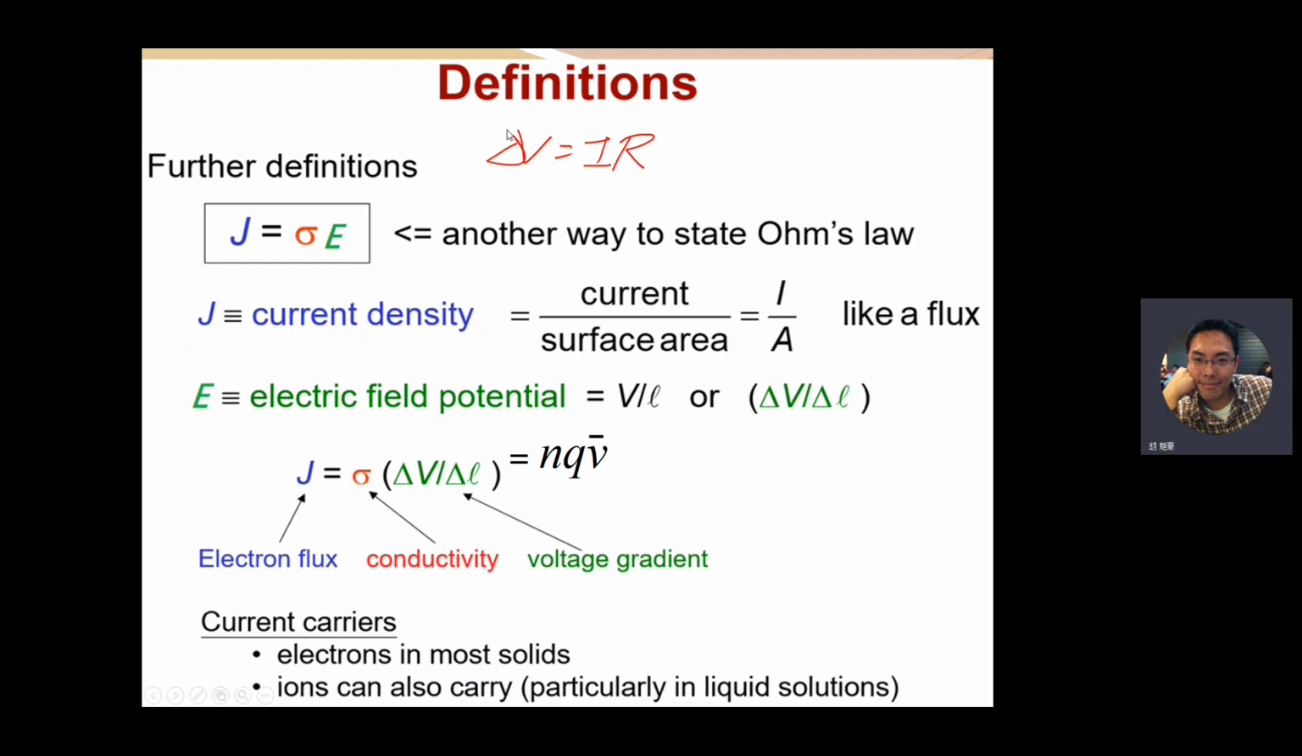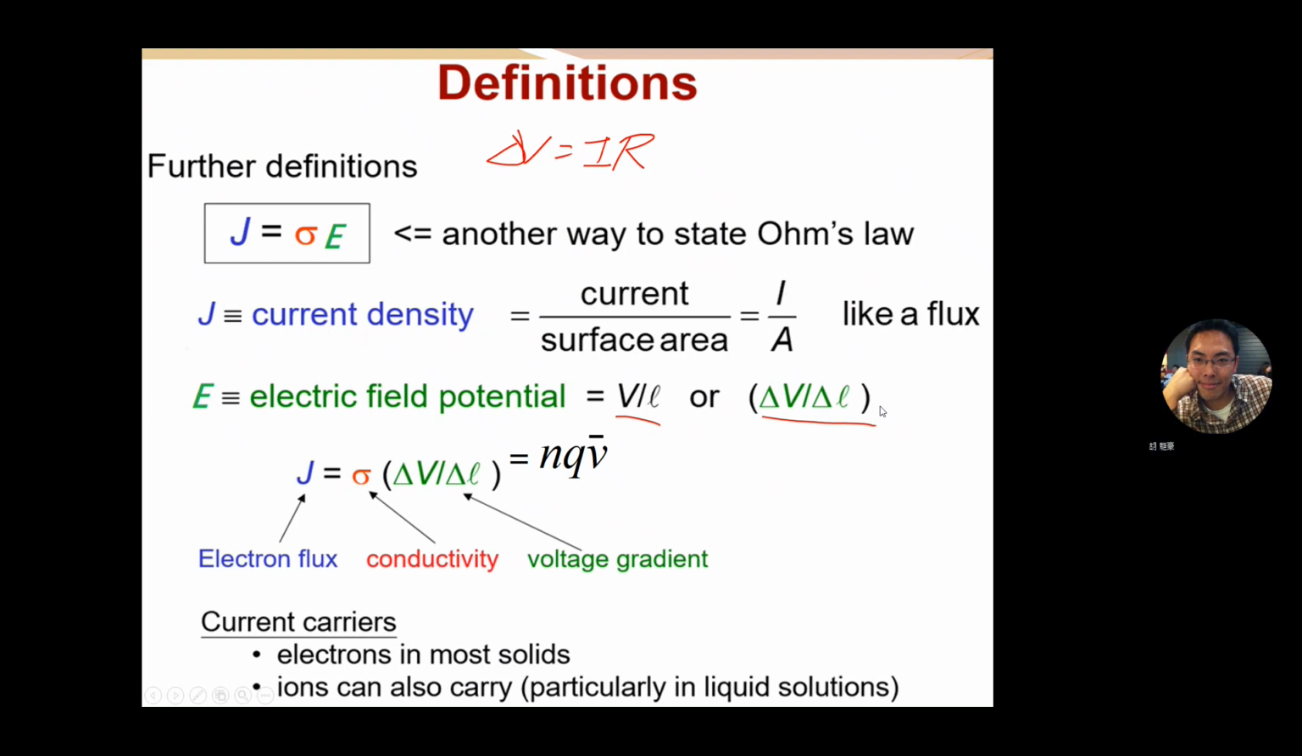Another expression of Ohm's law is J equals sigma times E. What is J? J is the current density, which equals the current divided by the cross-section area. And E is the electric field. If you already learned some electronics courses, you will know the electric field equals voltage divided by distance, or the voltage drop divided by the length.